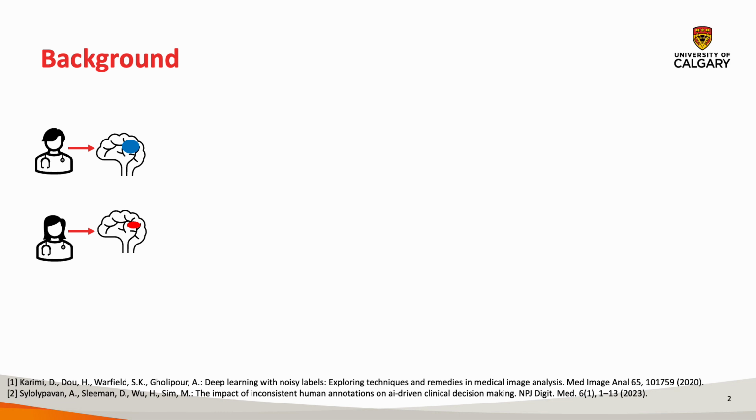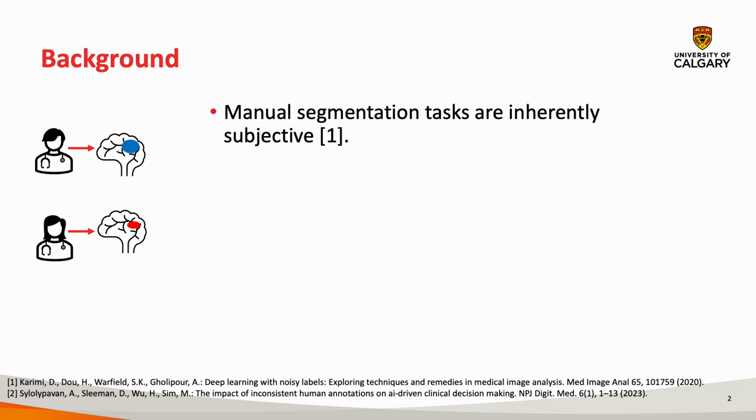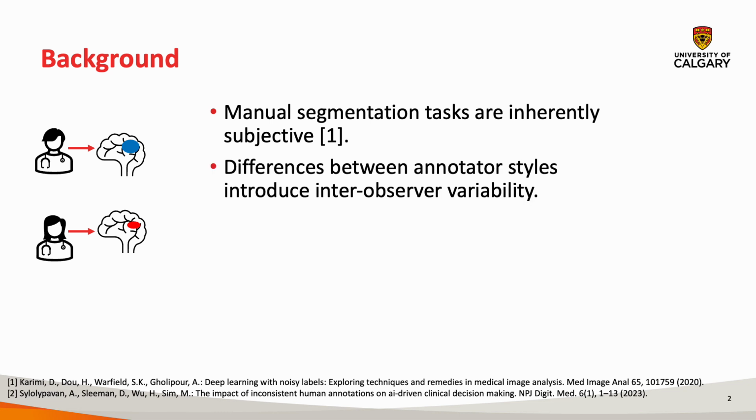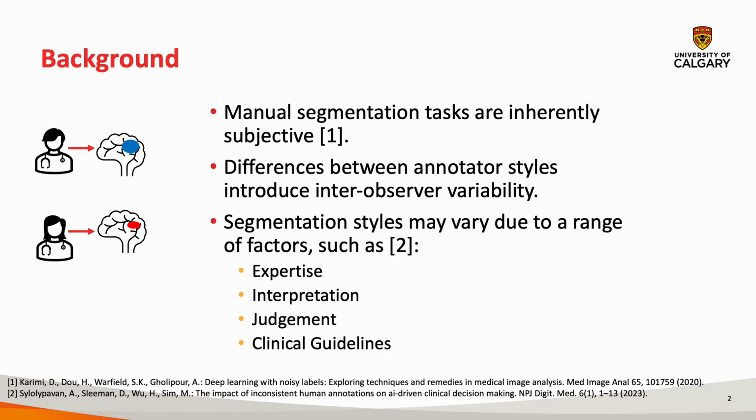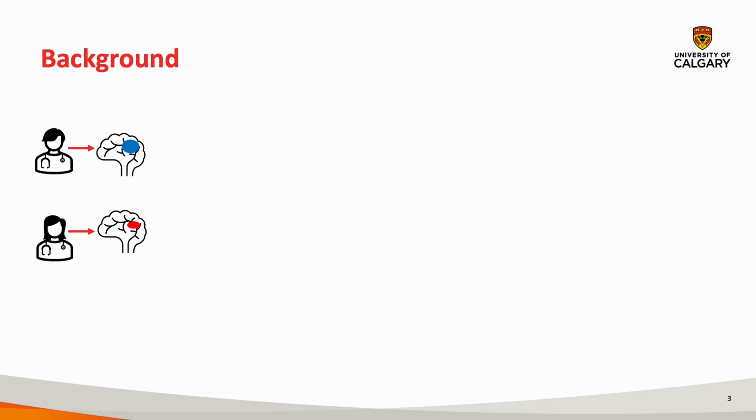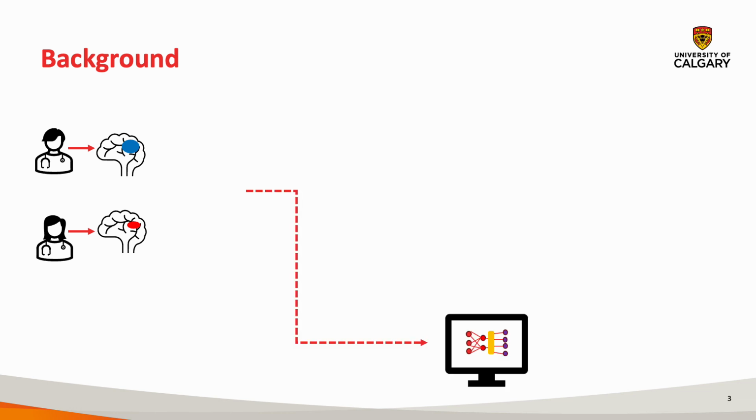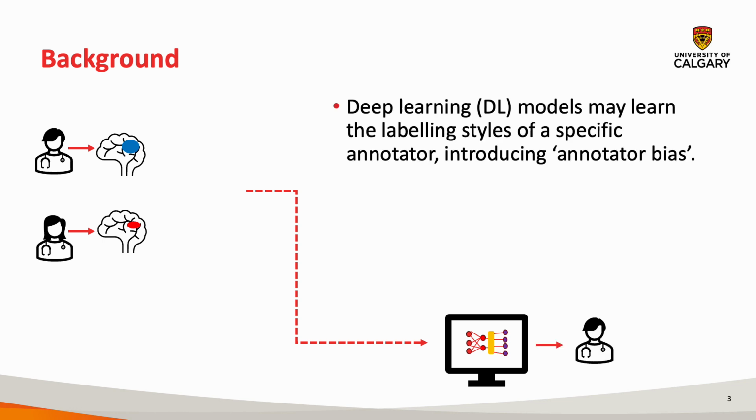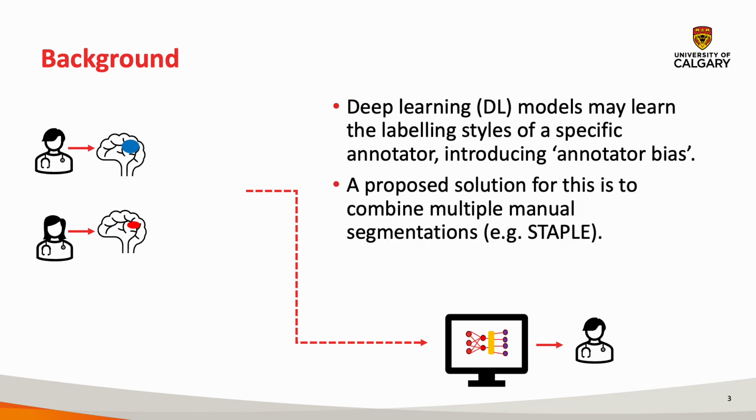When looking at segmentation tasks in medical imaging, manual segmentations are subject to variability due to inherent human biases. These differences in segmentation styles can introduce inter-observer variability and may be impacted by a wide variety of factors. When these manually annotated segmentations are then used as training data for deep learning segmentation models, there's a risk that these models may learn the labeling styles of a specific annotator and introduce what we refer to here as annotator bias. One solution to combat this problem is to combine multiple manual segmentations of the same region.